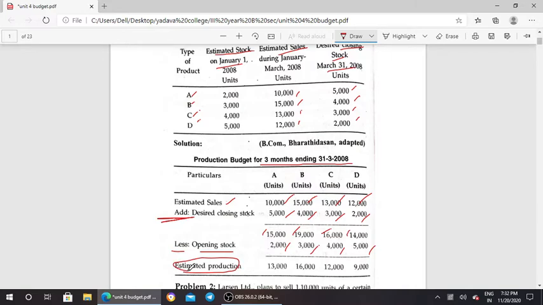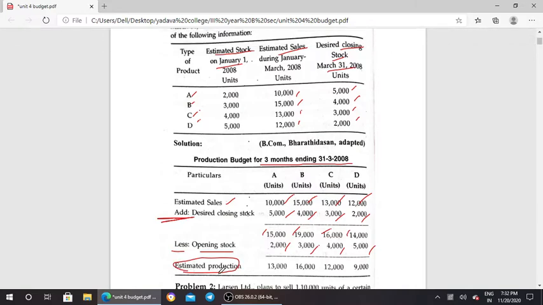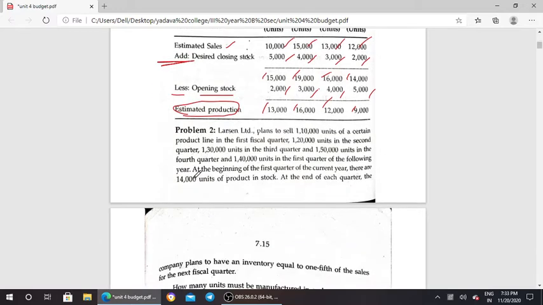So for the budgeted production, for product A the estimated production is 13,000, for B 16,000, for C 12,000, and for D 9,000. So this is how they have prepared the production budget. Note it down. This is the production budget model. Next, they have also given some information about the quarterly figures.